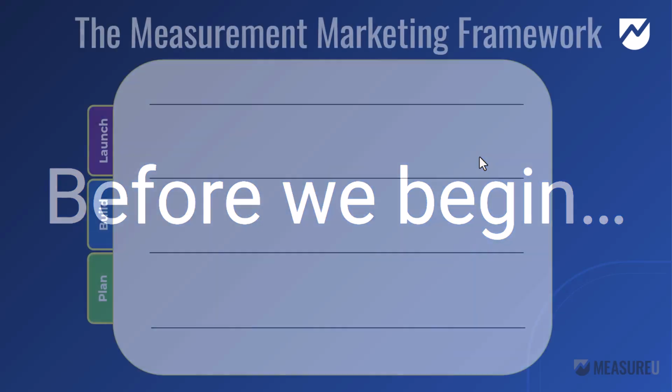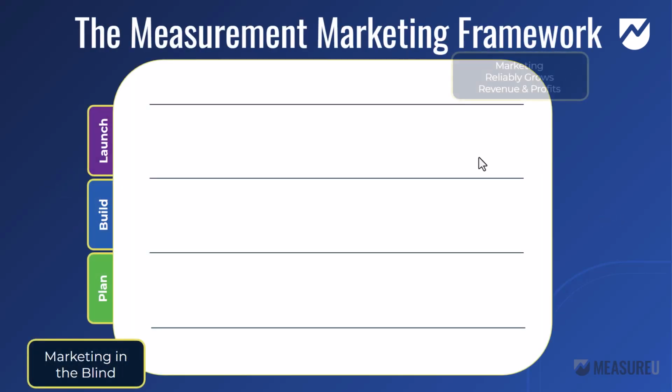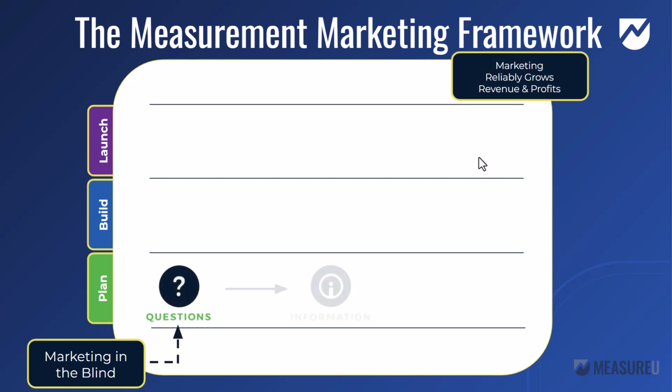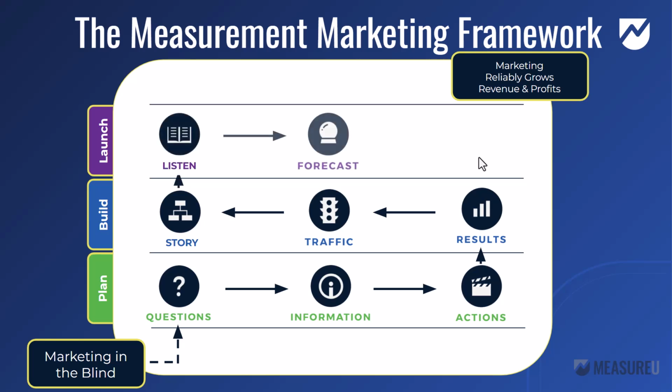Before we begin, let's remember our measurement marketing framework that helps us go from marketing in the blind to marketing where you can rely on revenue and profit. There are three key pillars: plan, build, and launch. Plan is all about questions, information, and actions. Build is all about results, traffic, and story. And launch is then about listening, forecasting, and optimizing. You don't want to rush to optimizing. You want to have a plan, you want to have a build, and then a launch where you will optimize.